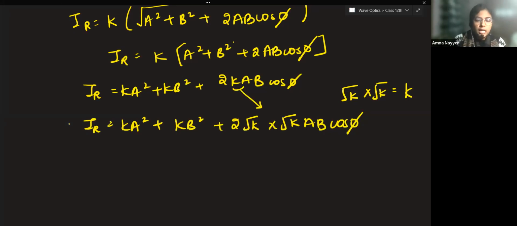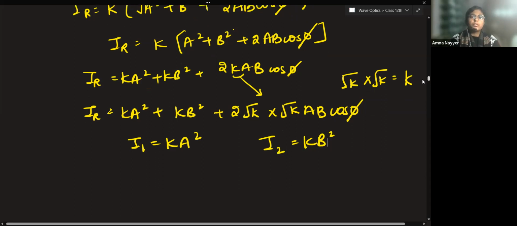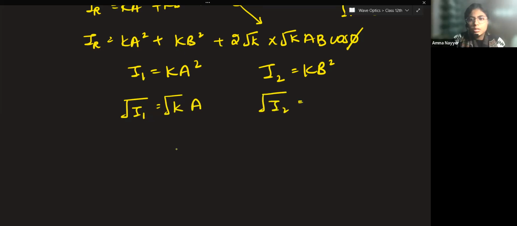Now class, one thing. I1 is equal to Ka square, the intensity of the first wave which is having the amplitude A. The intensity of the second wave having amplitude B will be, let's say, I2, which is Kb square. Fine? Now class, from here you write the values, you take roots on both the sides. So root I1 is equal to root K into A. Similarly, root I2 will be equal to root K into B. Do you all agree till here? I1, I2, the values of both the intensities.